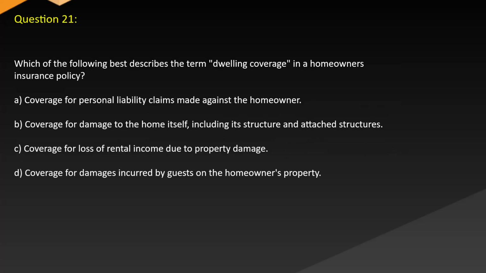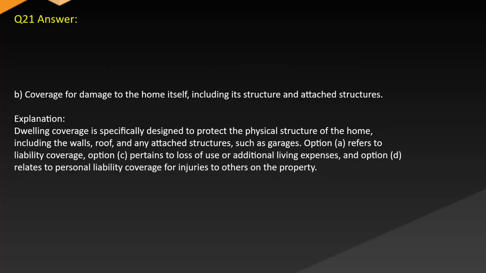Question 21. Which of the following best describes the term dwelling coverage in a homeowners insurance policy? A. Coverage for personal liability claims made against the homeowner. B. Coverage for damage to the home itself, including its structure and attached structures. C. Coverage for loss of rental income due to property damage. D. Coverage for damages incurred by guests on the homeowner's property. Answer B. Coverage for damage to the home itself, including its structure and attached structures.